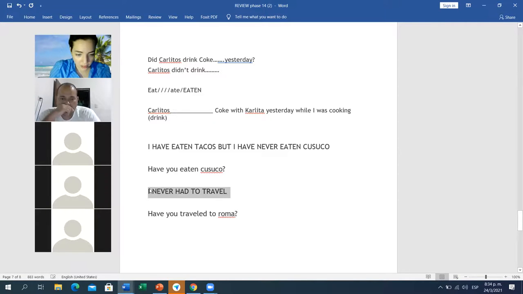Yo les quiero mostrar el error. Él me dijo, no, I never had to travel. Nunca tuve. Ahora, Joaquín, corríjame la oración, por favor. Creo que aquí encontró ya el error. Y si no, lo vamos a hacer juntos. Joaquín, I need your help. No problem. ¿Quién más? ¿Quién se atreve? Excelente, Joaquín.